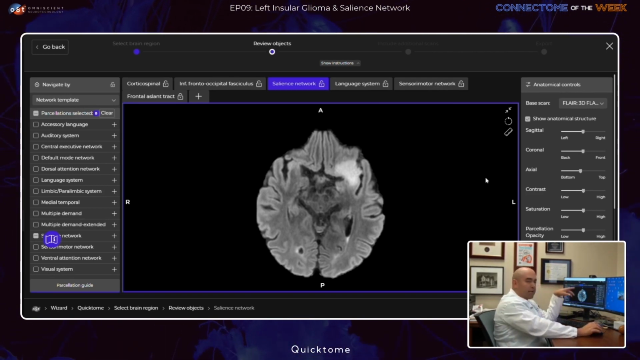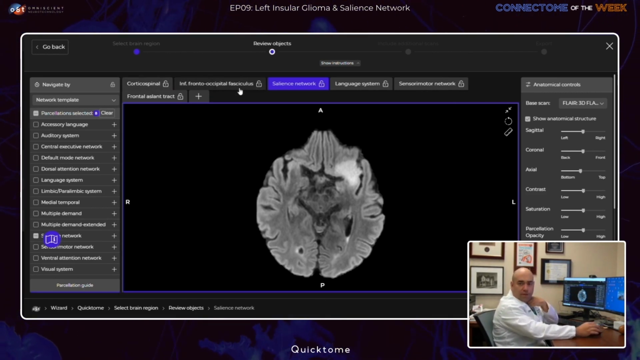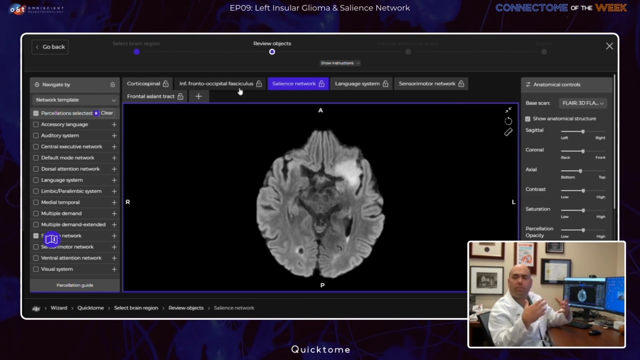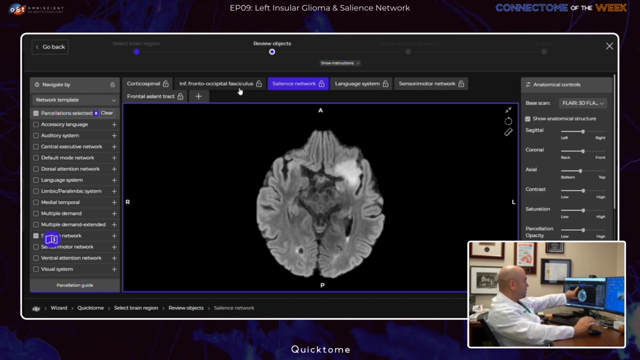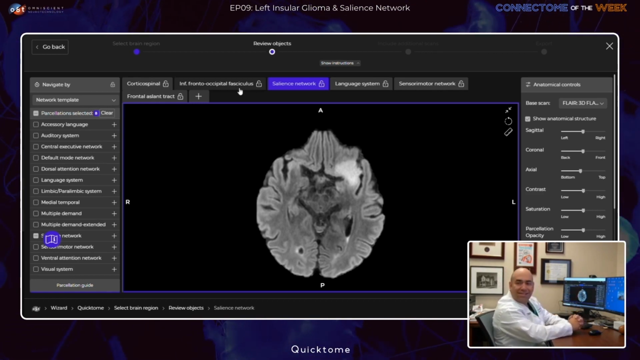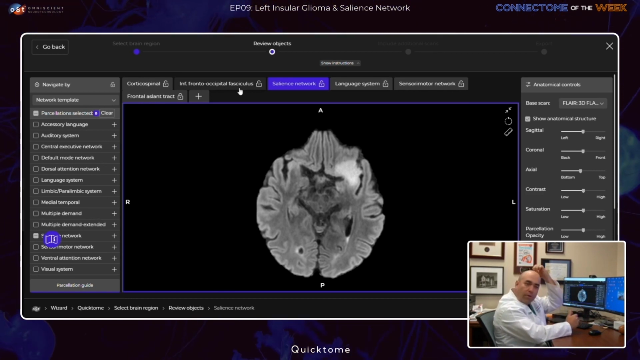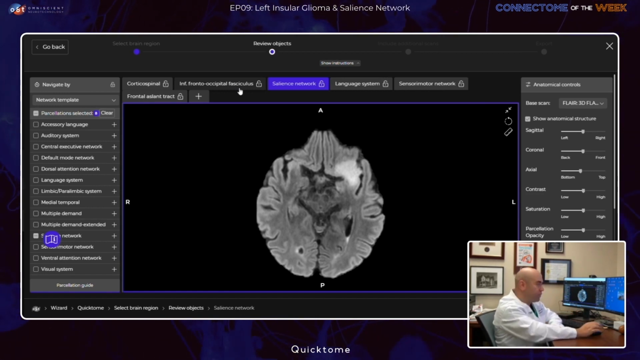What I want to illustrate specifically here is, beyond the corticospinal network and the inferior frontal occipital fasciculus, also known as the IFOF, which I think has become more common knowledge among neurosurgeons, this non-traditional network known as Salience. Having done quite a few insular gliomas, I could say that Salience is not something that I was maybe factoring in enough into my surgical equation.